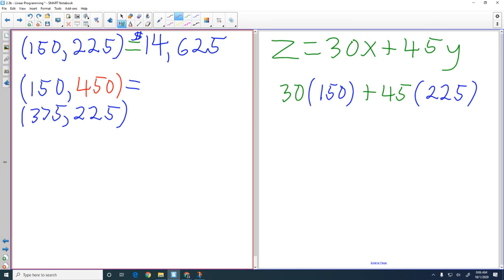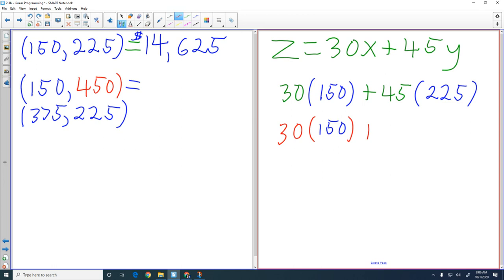All right, second combination. So I'm going to check this second coordinate, the 150, 450. So take your calculators. We're going to do 30 times 150 plus 45 times 450.